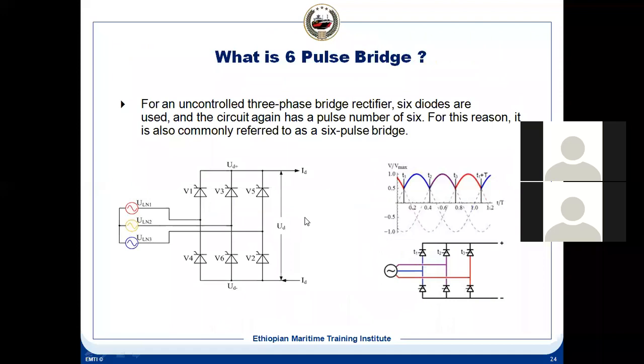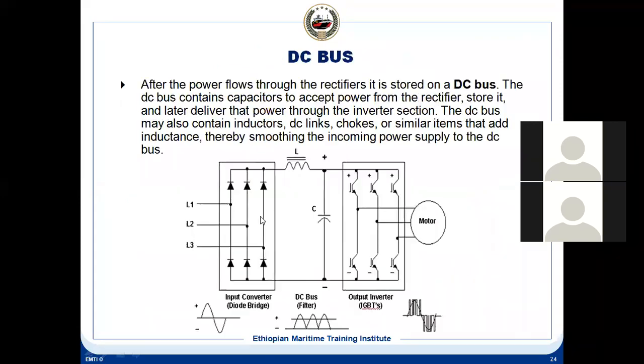What is a 6 pulse bridge? You see, this is a 6 pulse bridge. It is an uncontrolled 3-phase bridge rectifier, and 6 diodes are used. The circuit has a pulse number of 6, so it is commonly known as a 6 pulse bridge. So how many pulses will come? Totally you get 6 pulses from here. So it is a 6 pulse rectifier.